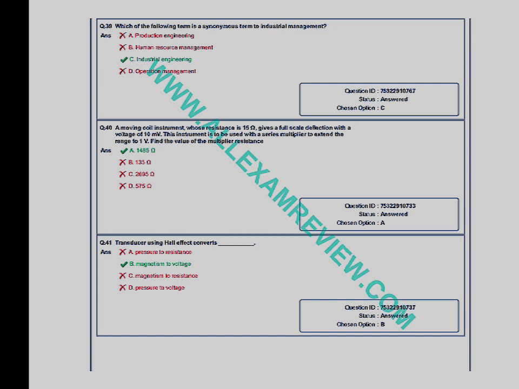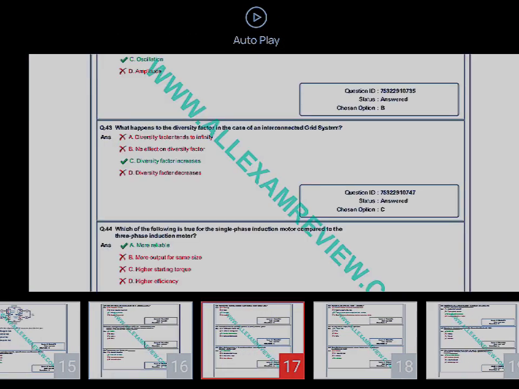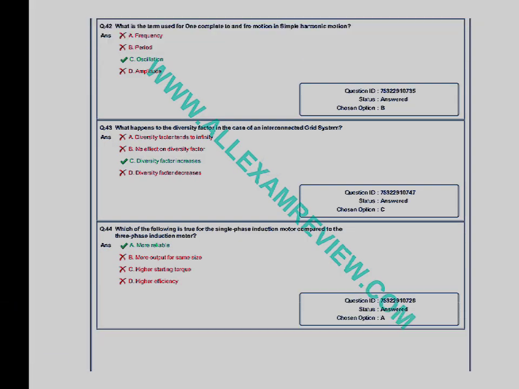Transducer using Hall effect converts magnetism to voltage. Yeah, P1 is right. What is the term used for one complete to and fro motion in a simple harmonic motion? Oscillation. Okay. 43. What happened to the diversity factor in case of interconnected grid system?